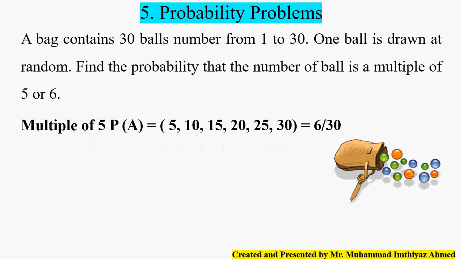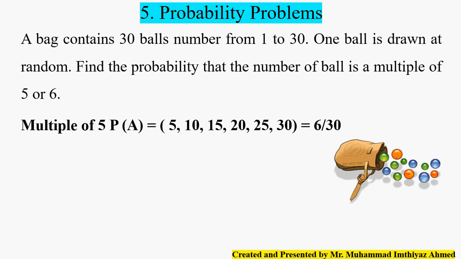First, multiple of 5, I'm using probability A. We know the 5 table. We need to use until 30. So 5 ones are 5, 5 twos are 10, 5 threes are 15, 5 fours are 20, 5 fives are 25, 5 sixes are 30. So this count comes to 6 by 30 for multiple of 5.